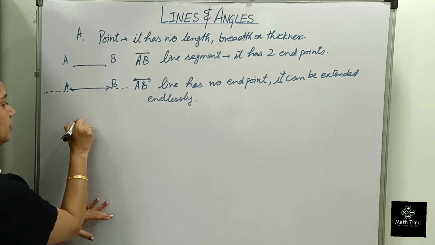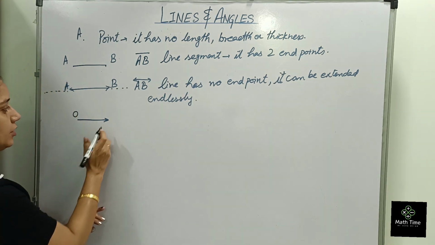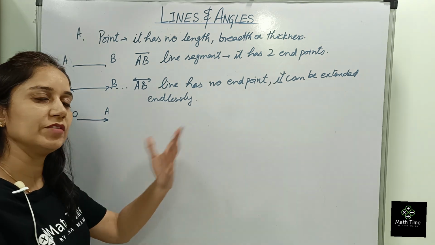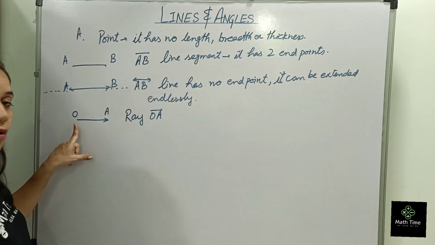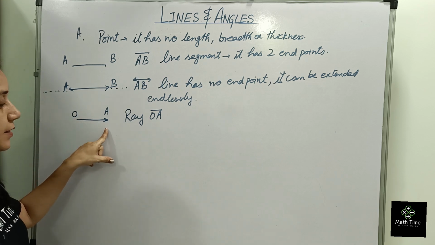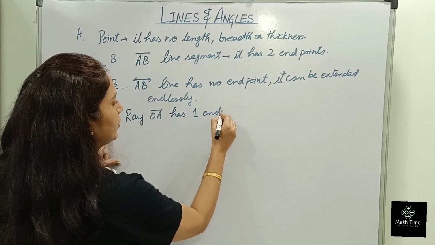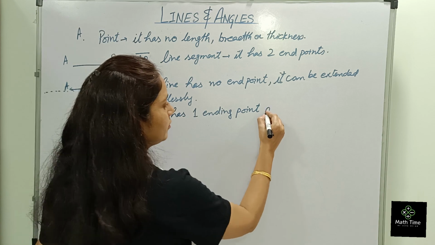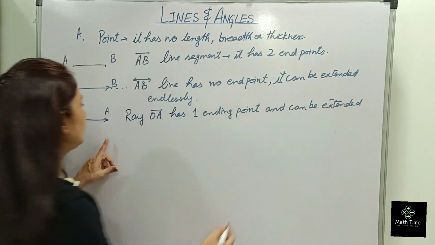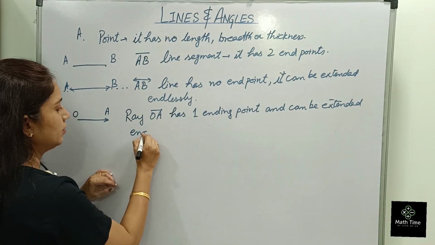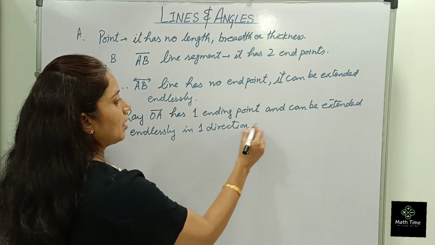After line, let us see another. This is your point O, suppose, and this is a line segment which has an arrow in one direction only, not in the back direction. It can be either side, right side arrow or left side arrow, but in one direction. So this is called a ray. Ray OA has one origin, or the starting point, and is extended only in one direction. Ray OA has one end point and can be extended endlessly. जो arrow होता है ना, that tells us it can be extended endlessly in one direction. Okay, so this is our ray.